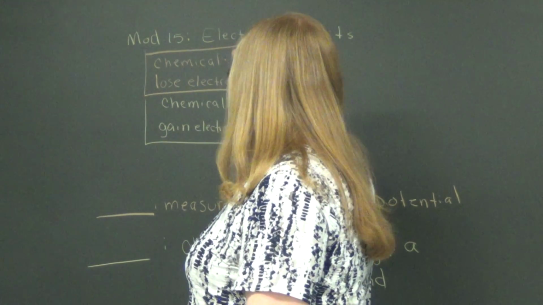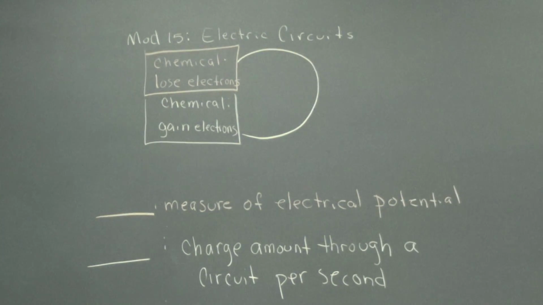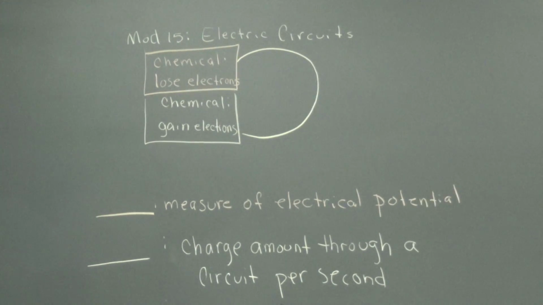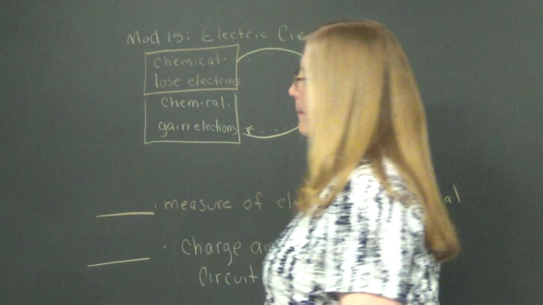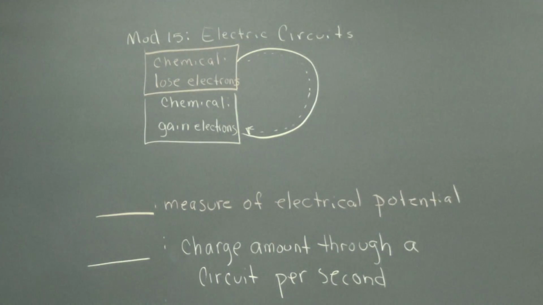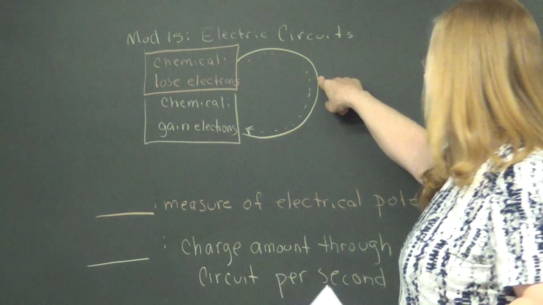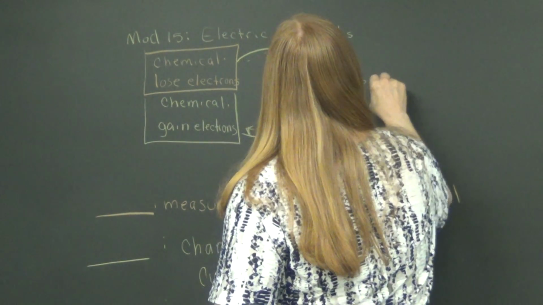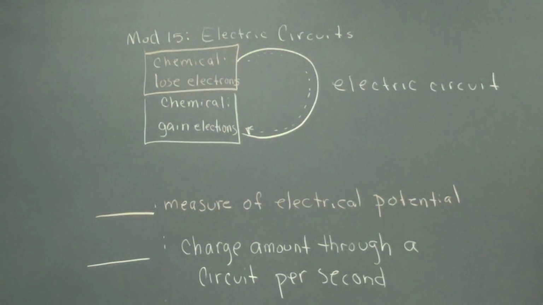We take a conductive material and we hook one to the other, and guess what happens? As you can foresee, there's going to be a flow of those extra electrons. The chemical that wants to lose its electrons is going to send it down the path and to the chemical that wants to gain electrons. So this must be a conductive material through which electrons or charged particles will flow. And we call that an electric circuit. So when we see an electric circuit, we know the charged particles are moving through it.